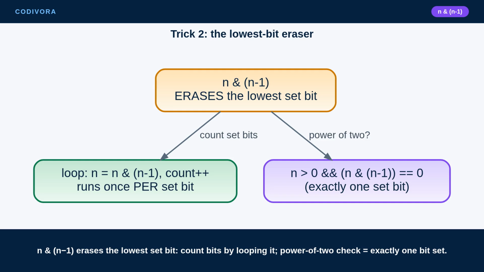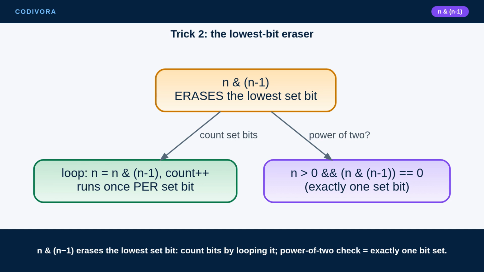Trick 2, the most elegant identity in the topic: n & (n - 1) erases the lowest set bit. Why? Subtracting 1 flips the lowest set bit to 0 and sets everything below it. ANDing wipes that whole tail. Count set bits: loop the identity until 0, iterating once per set bit, not per bit position.